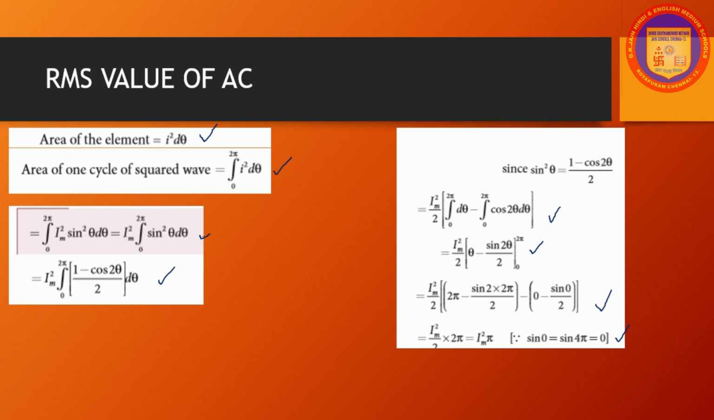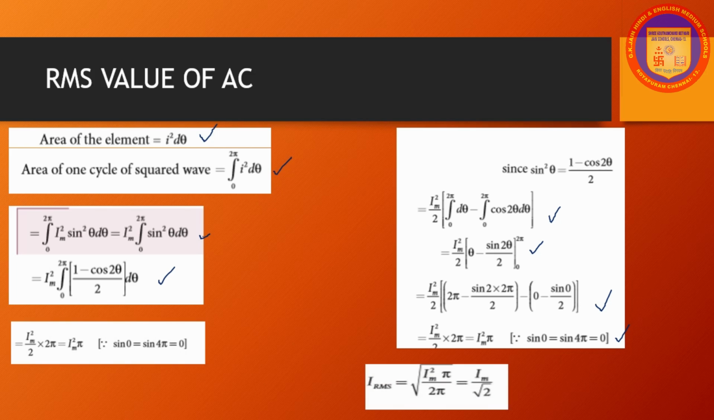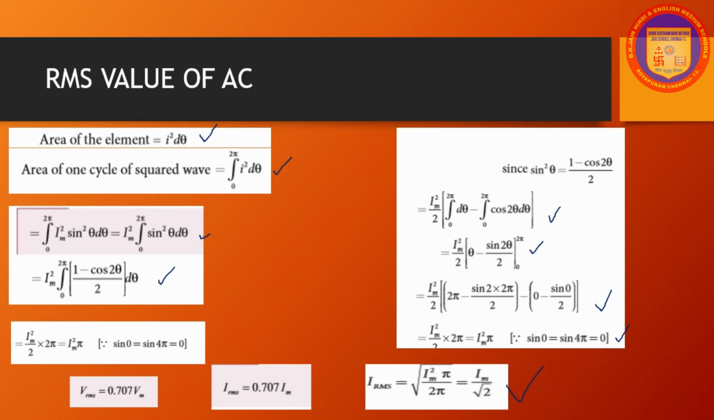Substituting the value of Im square pi, we'll get IRMS is equal to the square root of Im square pi divided by 2 pi, which is equal to Im divided by root 2. So this can be written as IRMS is equal to 0.707 Im. Thus we find that for a symmetrical sinusoidal current, the RMS value of current is 70.7% of its peak value. Similarly, voltage can also be calculated in the same way. VRMS is equal to 0.707 Vm. So this is about your RMS value of AC.